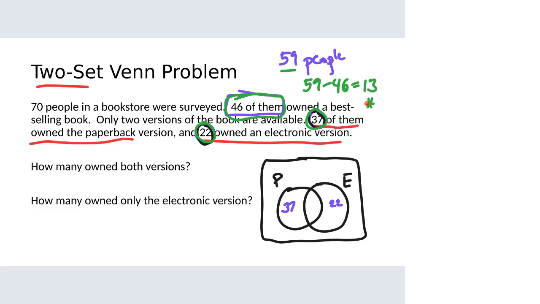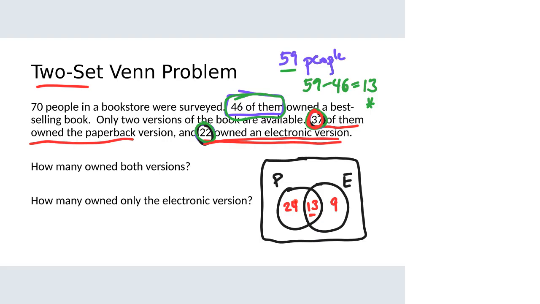And then now that we know that 13 people got counted twice, that's where we say, okay, I'm going to take those 13 people and put them in the overlap. And now I'm going to finish my diagram. And when I finish my diagram, it says, okay, 22 own the electronic. I already have 13 in there, so I need 9 more. 37 own the paperback. I already have 13 in there, so I need, 24 over there? And then finally, to finish it off, oh, right.